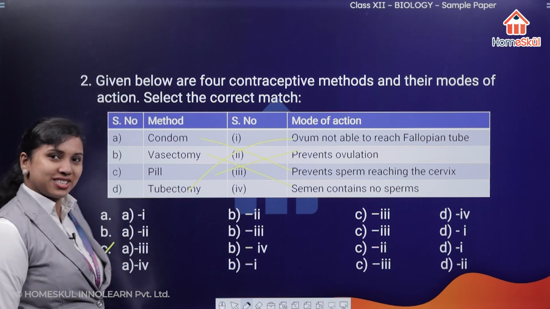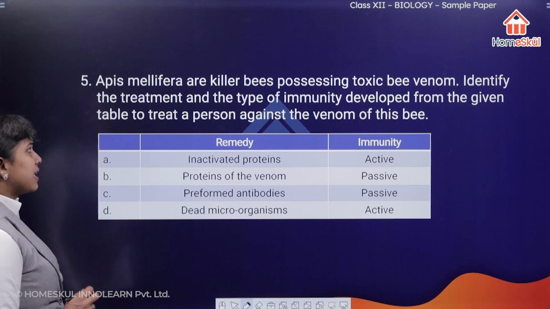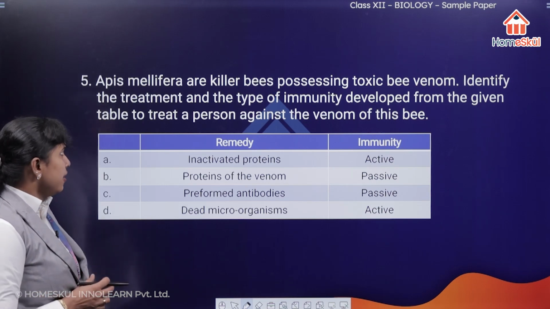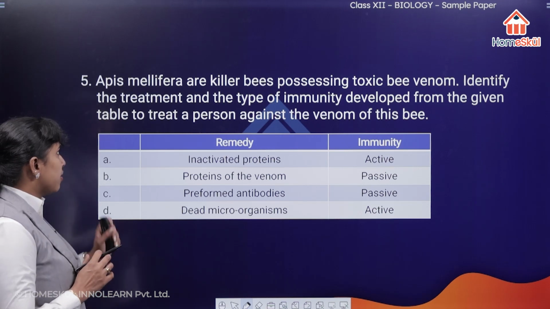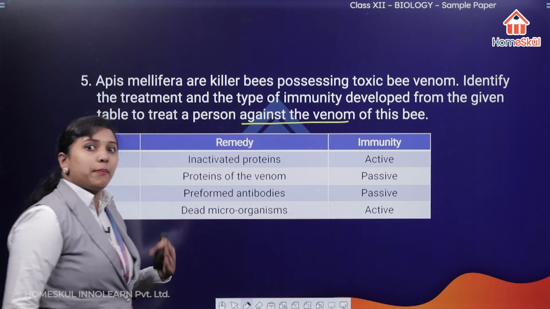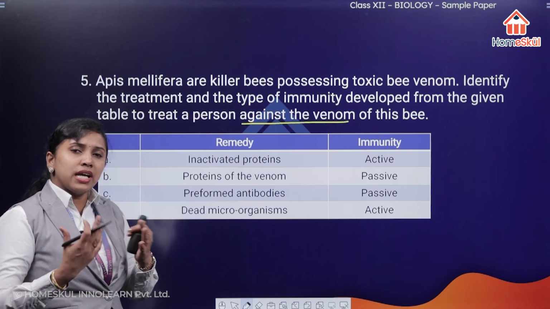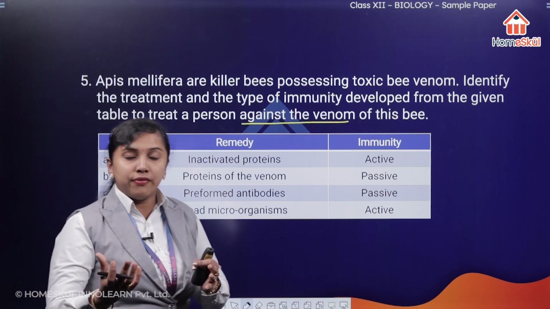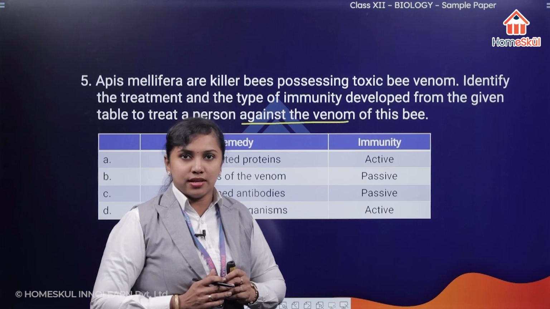So, let us move on to the next question. Apis mellifera are killer bees possessing toxic bee venom. Identify the treatment and type of immunity developed from the given table to treat a person against the venom of this bee. Suppose this bee has stung a person. So we don't have enough time to wait for our immune system to identify that particular venom and to actively produce antibodies against that, isn't it?